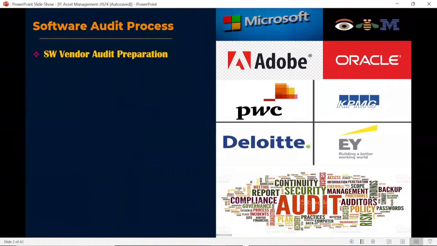So the first phase we have to think about in the audit process is the software vendor audit preparation. When it comes to vendor audit preparation, we have multiple publishers from whom we are buying software, like Microsoft, IBM, Oracle, Adobe, VMware, Red Hat. There are hundreds of publishers, but majorly we have to think about the top tier publishers like IBM, Microsoft, Oracle and Adobe. We should understand how they audit their customers, and we have to prepare for the audit whenever the auditor sends you an intimation letter. So the first phase of the audit process is audit preparation.